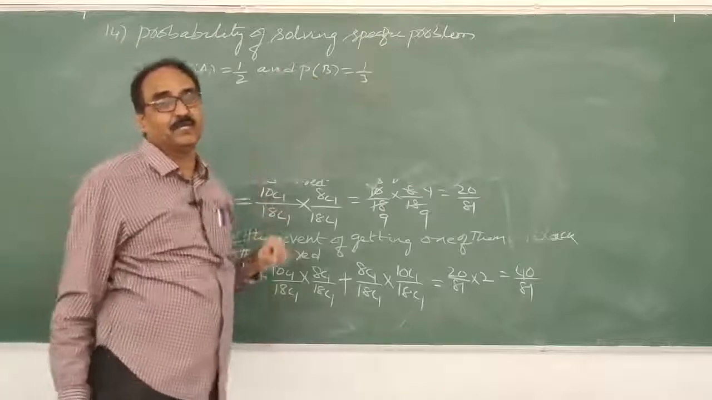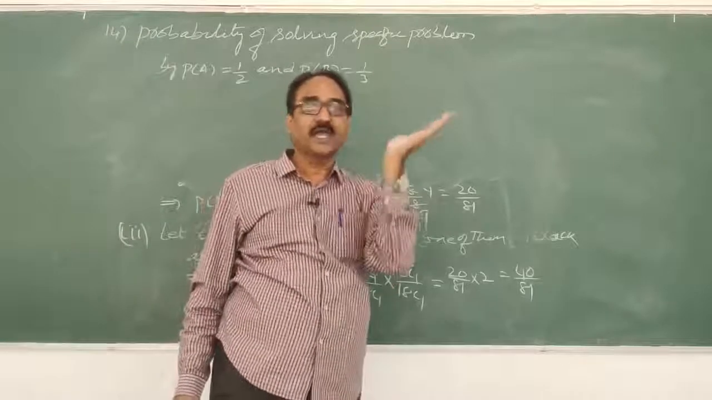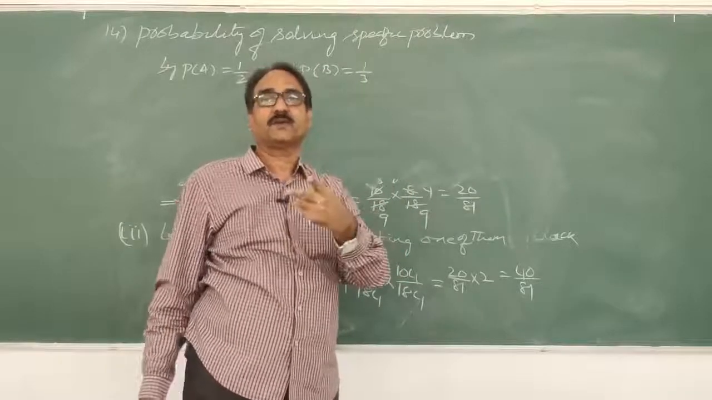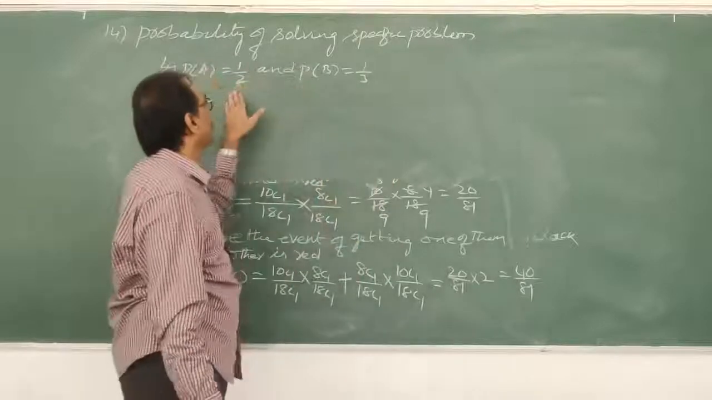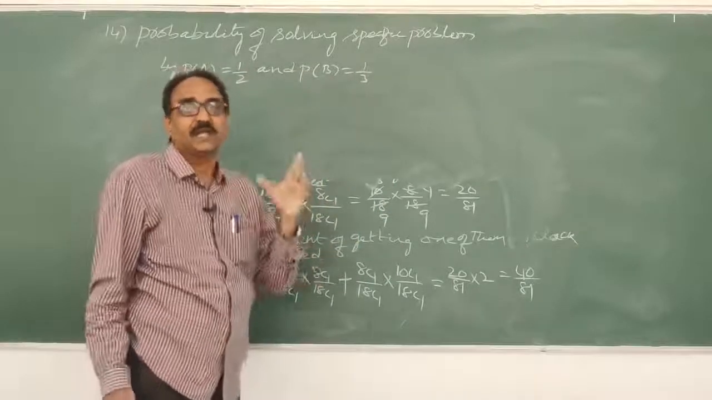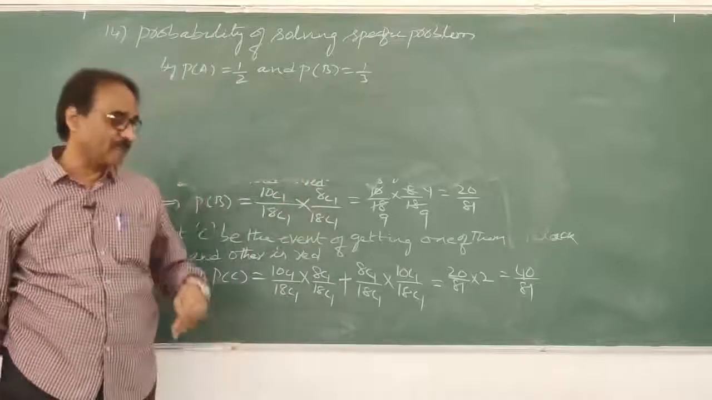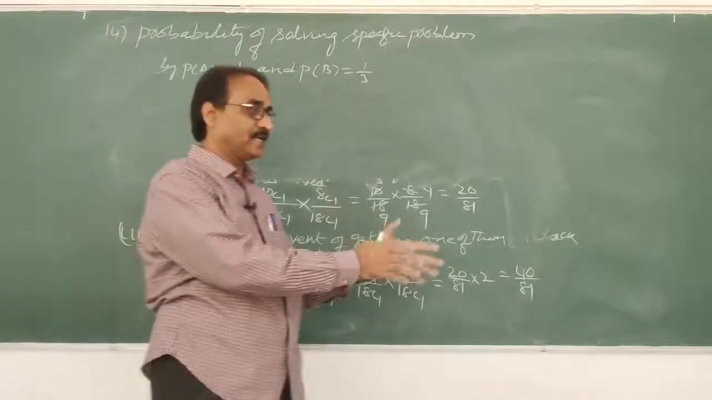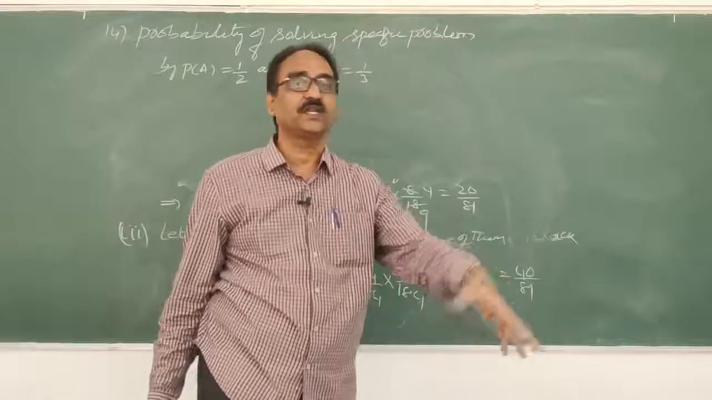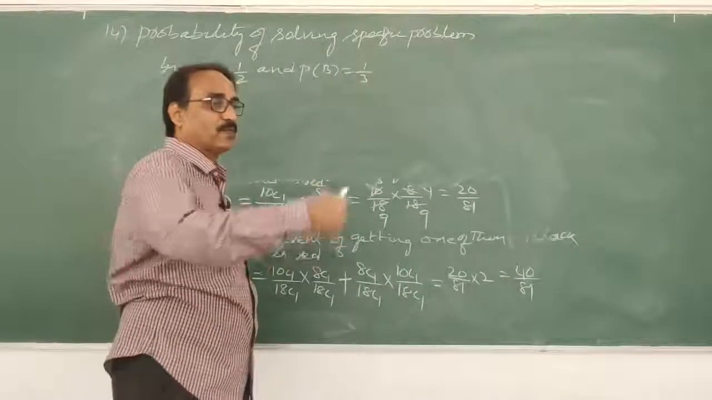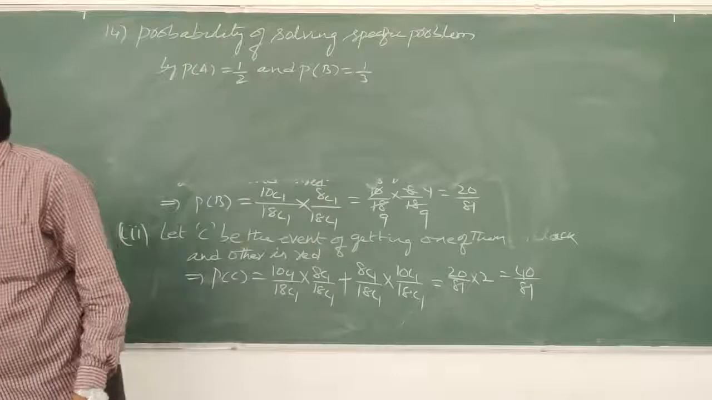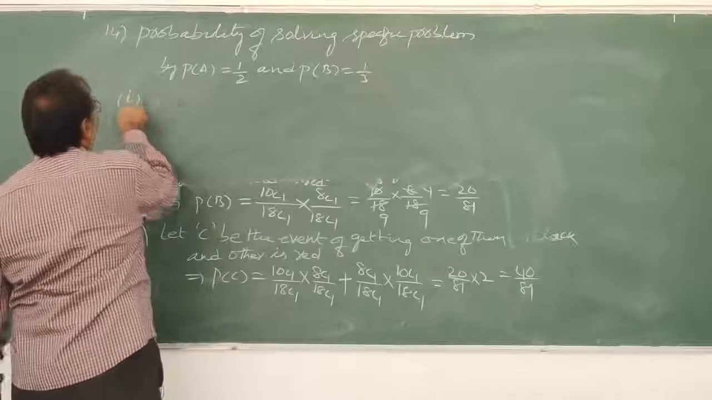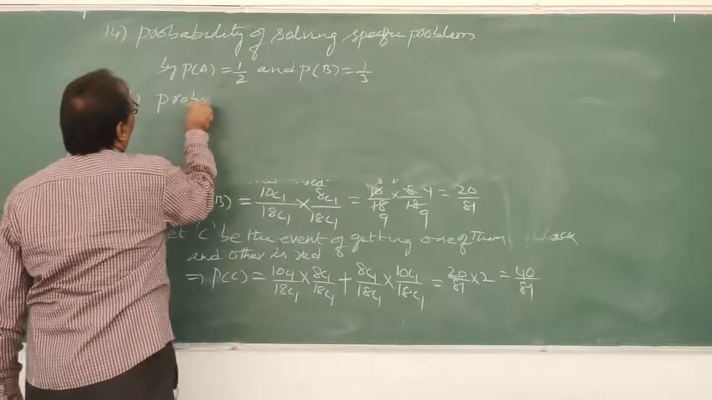So that is the capacity of B. A's capacity is: 2 problems given means 1 problem he will do. B's capacity is: 3 problems given means 1 problem he will do. So P of A is 1 by 2 and P of B is 1 by 3. Now what is being asked? If this problem is given to the two of you as 1 unit, A and B as 1 unit, okay na? Then I have given 1 problem to both of you. What is the probability of solving? The probability that the problem is solved.